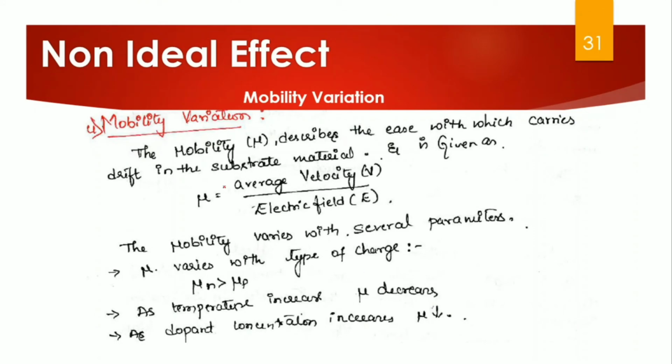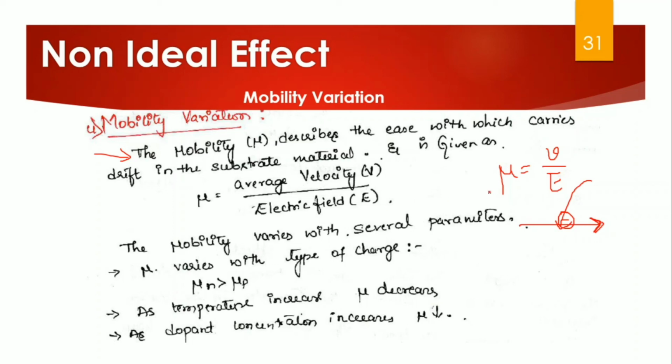Next is mobility variation. What is mobility variation? First, what is mobility? Mobility is the ease with which the ions will travel in the given material. It is defined as velocity divided by electric field. If this is an ion, there is an electric field applied on it, and because of that electric field, it has some velocity. So it is a ratio of this.